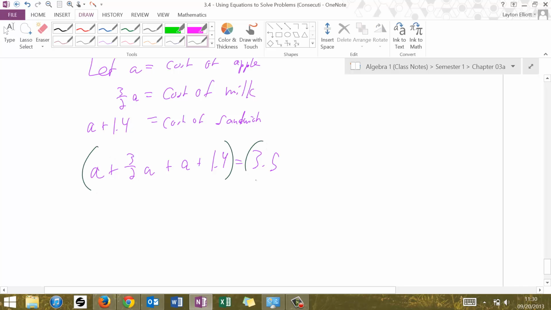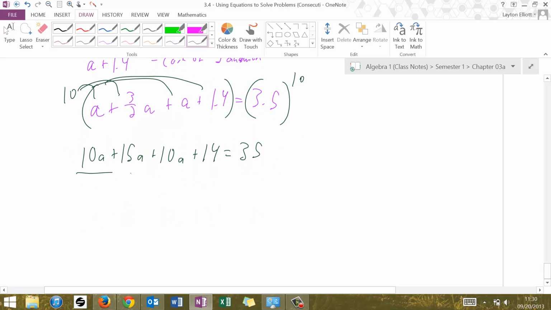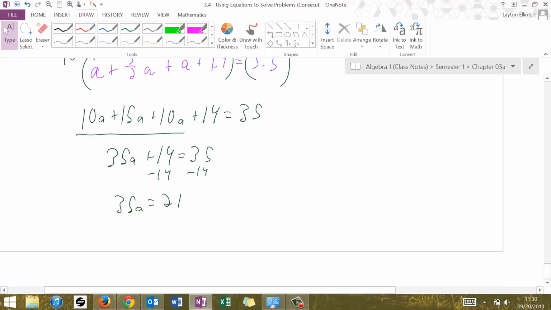Okay, this is a lot of decimals and fractions, and I can clear all of this if I multiply the left side and the right side by 10. This is going to save me a lot of time in solving this problem. So that means 10 times A is 10A. 10 times 3/2. Half of 10 is 5, and 5 times 3 is 15. Then 10 times that A is 10A again. I know I'm breaking a little order here, but this is fine. 10 times 1.4 is 14, and 10 times 3.5 is 35. Now let's add these. 20 plus 15 is 35. Subtract 14, and you get 35A is equal to 21.